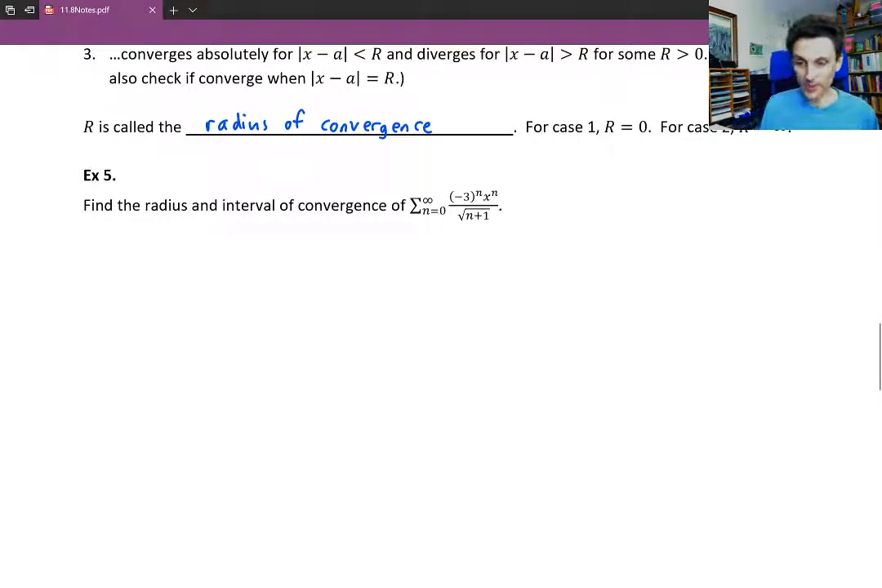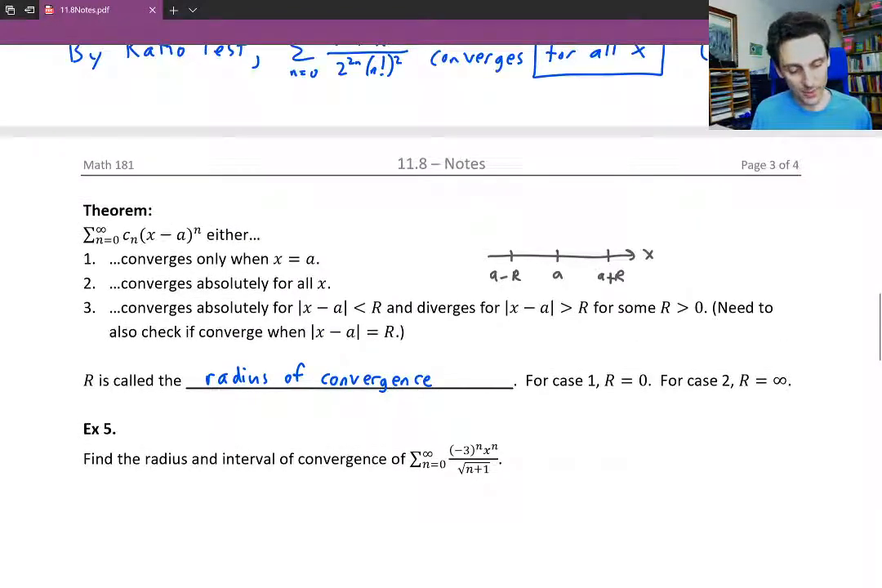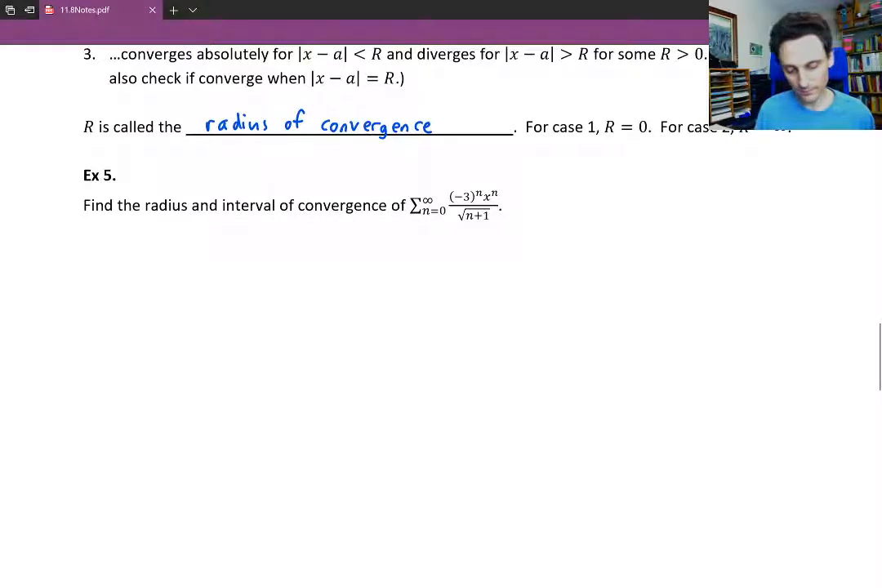Let's look at example 5 and find the radius and interval of convergence of this power series. So the interval of convergence, again, means what values of x does this power series converge? And the radius is going to mean what's the radius of that interval of convergence. That's just going to be halfway across the interval of convergence. And in the case of case 1 and case 2, the radius of convergence might be 0 or infinity. Let's check to see what we have.